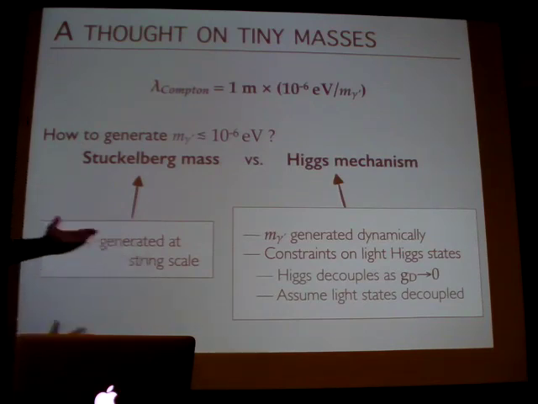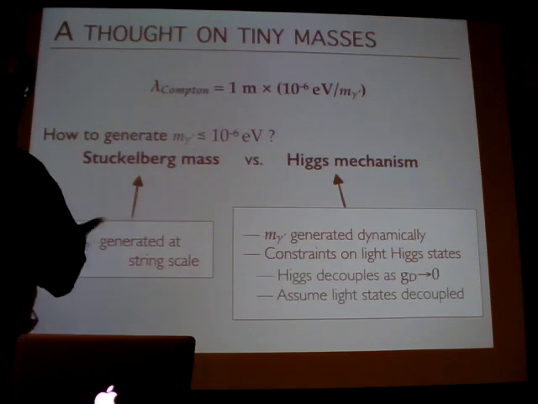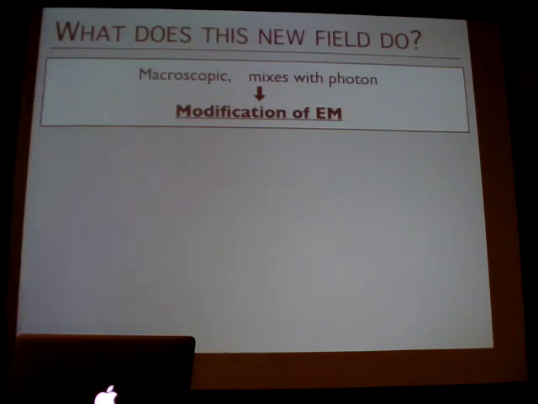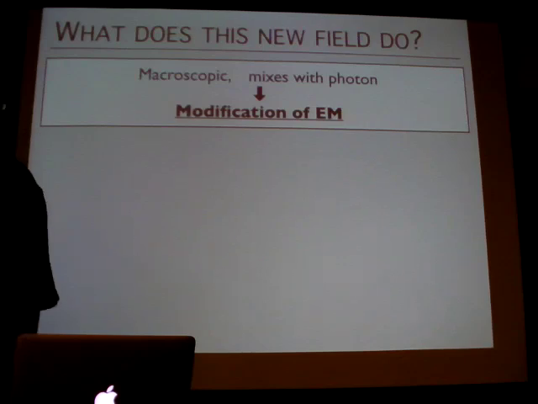Great. So I think theoretically this is not crazy, right? It's a reasonable starting point, and one can ask, can we probe this? So what does this do, right? The basic point is that because I've introduced kinetic mixing, which is a reasonable expectation, this is going to modify the laws of electromagnetism, as we see, right? Because there's now an extra light degree of freedom around.